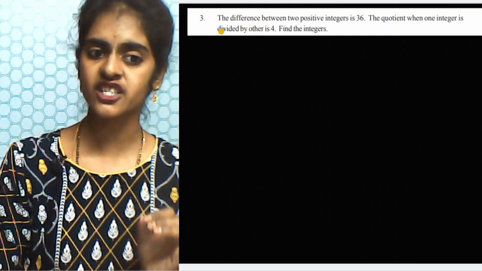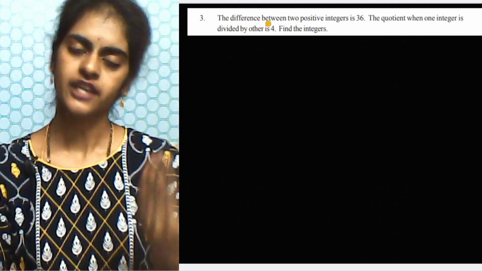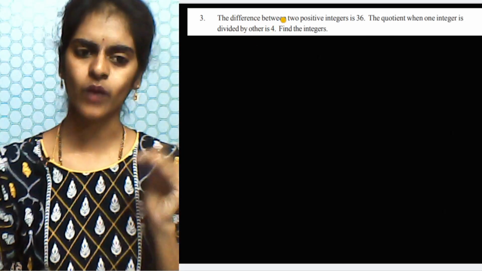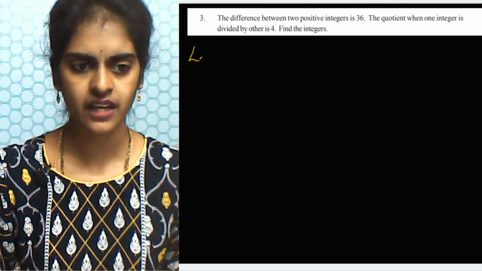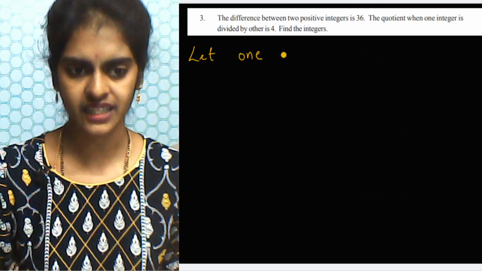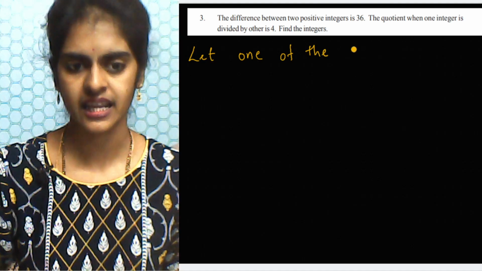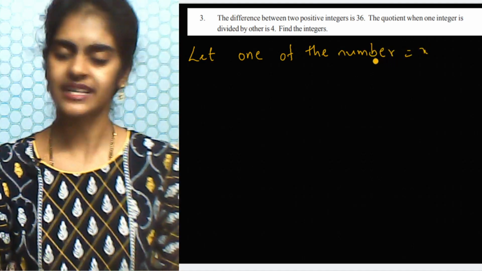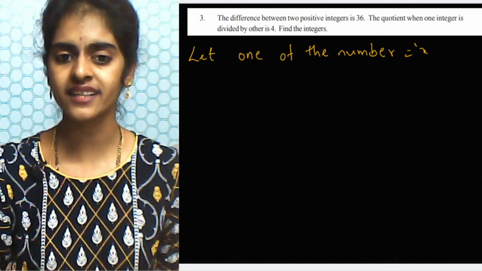The quotient when one integer is divided by the other is 4. You have to find the integers, okay? So you don't know what the integers are. Take one integer as x. Let one number be x. So what is the other number?